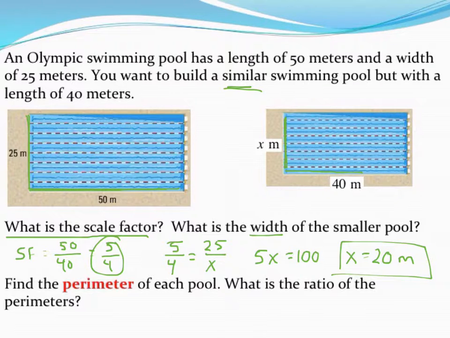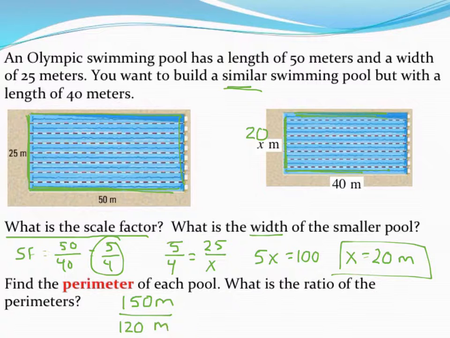Recall that perimeter means the distance around an object. So adding up the distance around the large swimming pool, I've got 50 plus 50, and then a 25 and a 25. Adding all that together gets me a perimeter of the large swimming pool of 150 meters. If I do the same thing on the smaller swimming pool, now that I know the width is 20, I'm going to add up 40 and 40 along the top and get 80, and then 20 and 20 along the side and get a perimeter of the smaller swimming pool of 120 meters.